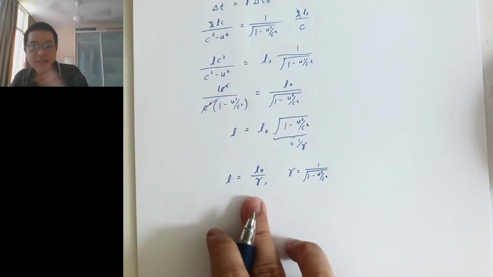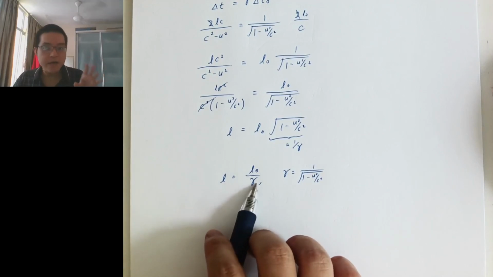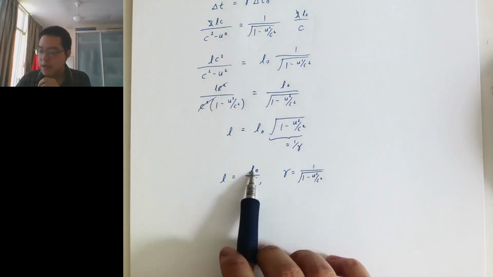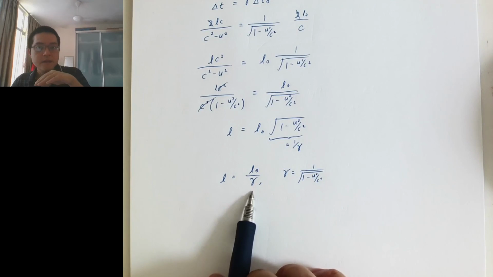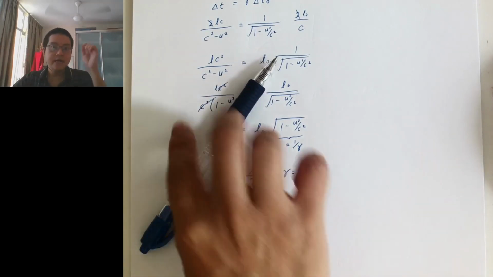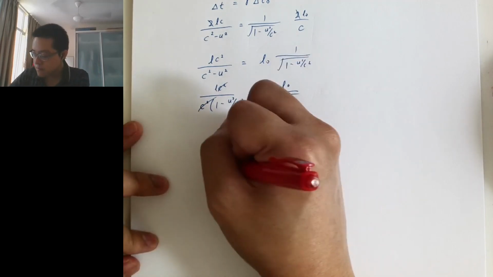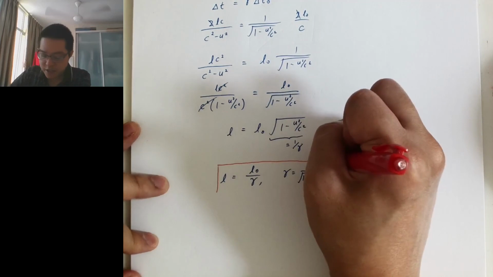So the length measured by Alice is L0 over gamma. Remember, gamma is always greater than 1, so I'm dividing by a number that is greater than 1. So if Bob measures some length, Alice's result will be shorter. So this is length contraction.